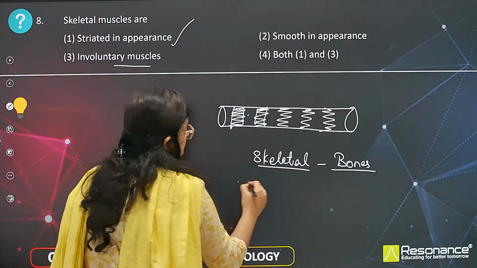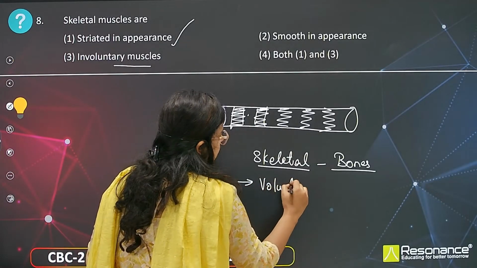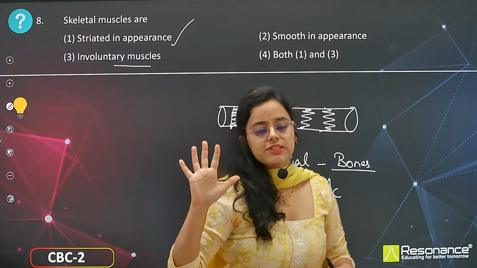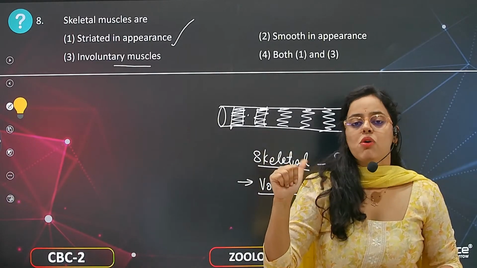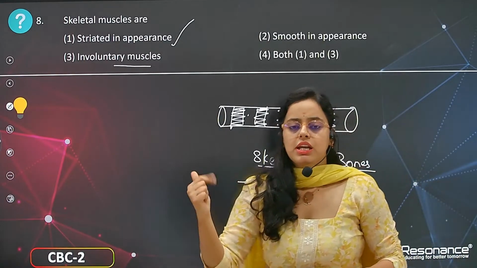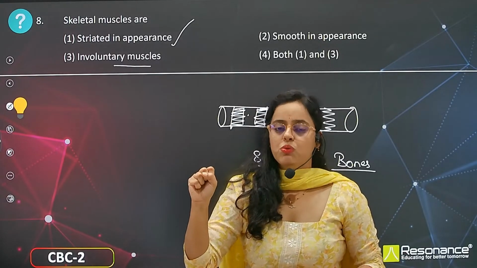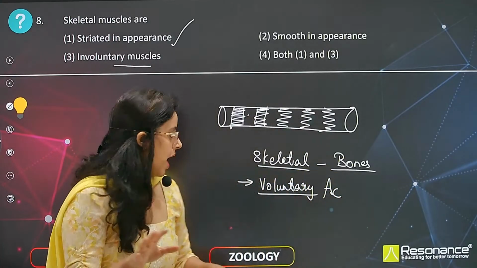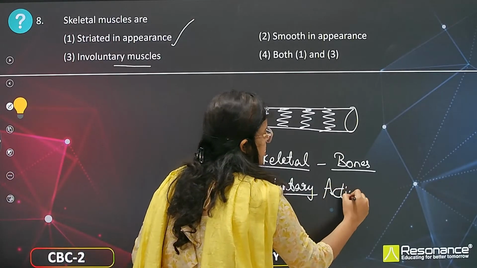And what is the other function that they have? They have voluntary action. Why is it called voluntary action? As I have shown you with the example of my wrist, I can move my wrist, I can move my fingers. If I want to move one finger, I will move only my thumb. If I want to move my index finger, I'm going to move my index finger only, or the complete wrist if I want to. So this is under my control, my will. So this action is called voluntary action, and skeletal muscles have voluntary action.